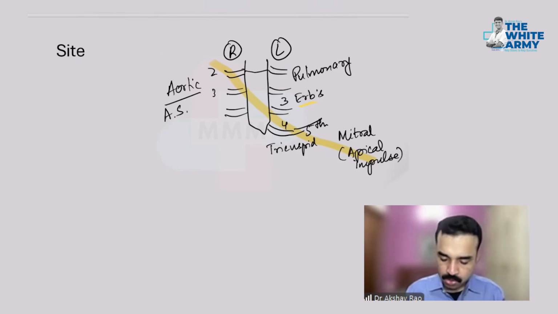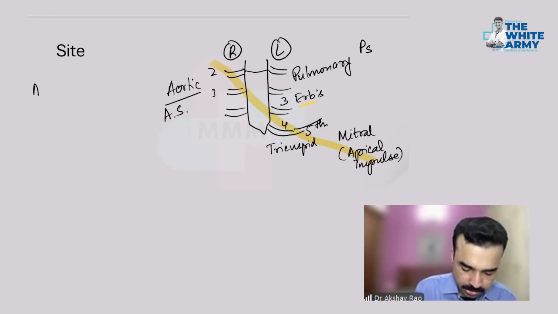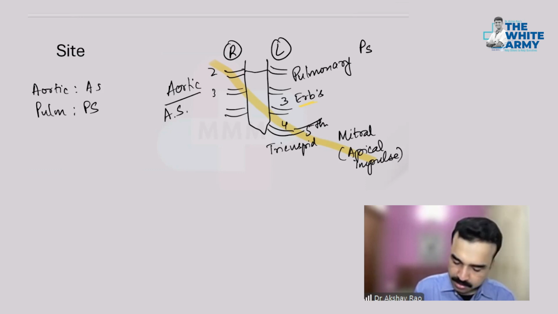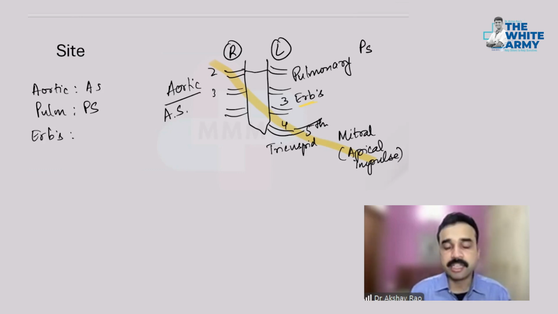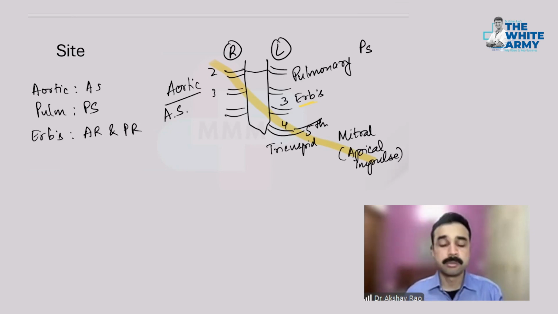Not to exclude that Erb's area may still be the best area where aortic stenosis murmur is best heard. Okay, what about the pulmonary area? That's the left second parasternal space. That is the best area for auscultation of pulmonary stenosis. So maybe we'll write it down here: aortic area, aortic stenosis; pulmonary area, pulmonary stenosis. What about Erb's area? Erb's area is the best site to hear both aortic regurgitation and pulmonary regurgitation. Both can be best heard in the Erb's area.